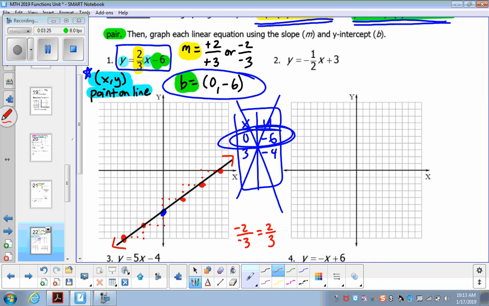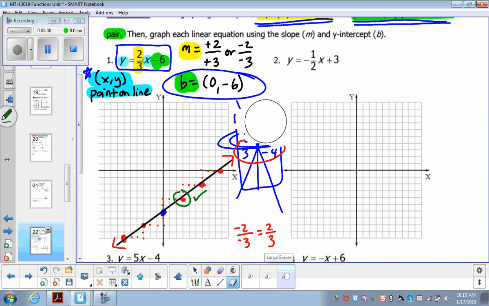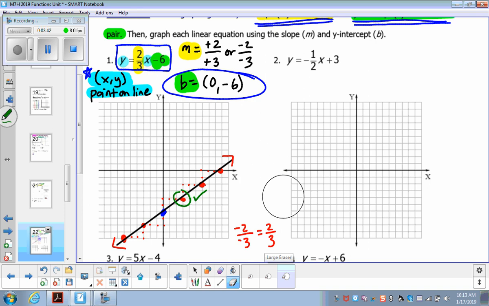Now the input-output table is still on the board, so I'll check now: over 3, down 4. If we go over 3, down 4, boom, we can see that that point is on the line. So the idea is that at this point, you can go from the equation to the line without needing the input-output table. Let's try the next one.